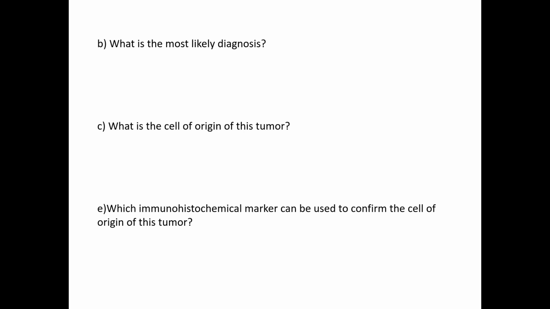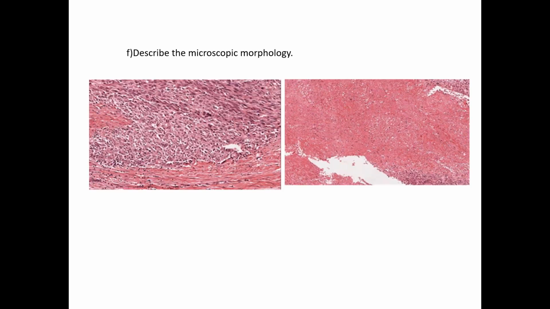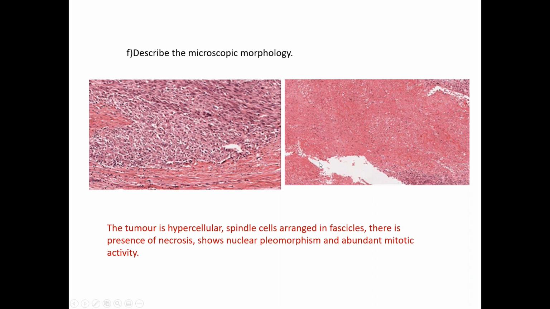What is the cell of origin of this tumor? And which immunohistochemical marker can be used to confirm the cell of origin of this tumor? Here, describe the microscopic morphology. Here the necrosis is pointed out and the nature of the cells. So we expect them to know a little bit of this.